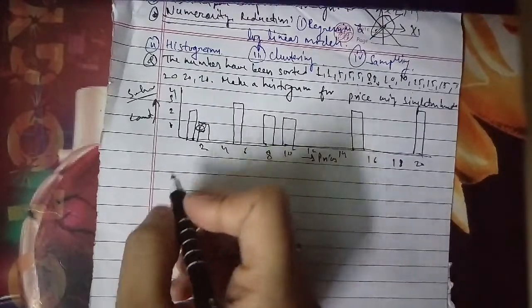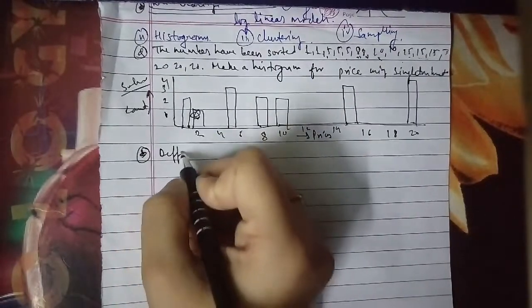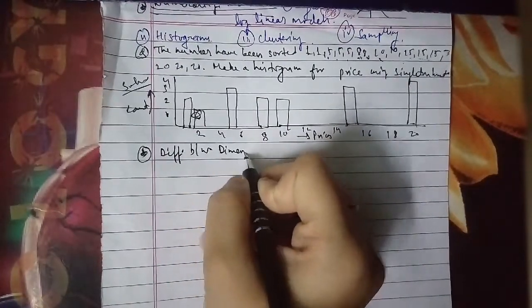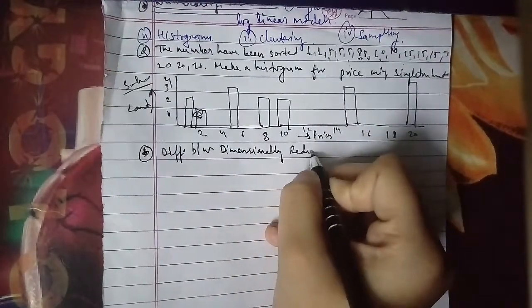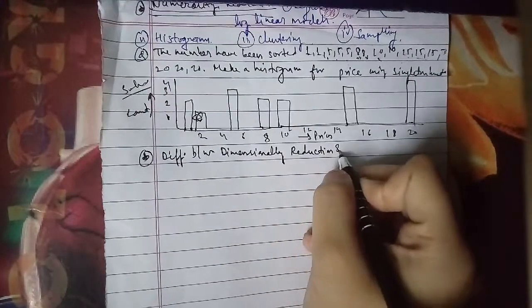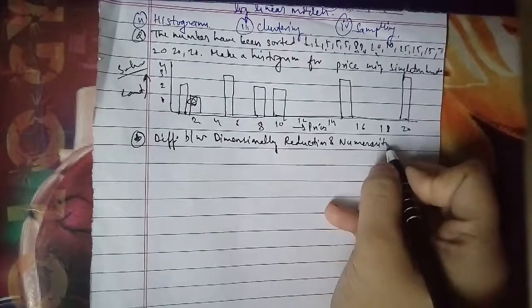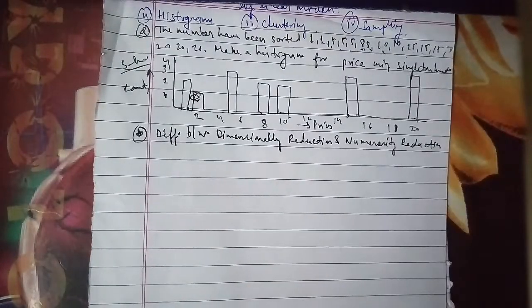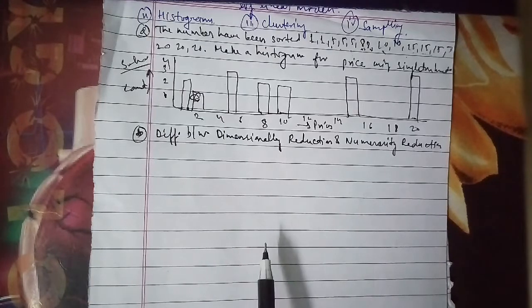In dimensionality reduction, data encoding or transformations are applied to obtain a reduced or compressed representation of the original data. In numerosity reduction, the data volume is reduced by choosing an alternative, smaller form of data representation. The methods for dimensionality reduction are discrete wavelet transform and principal component analysis. The methods of numerosity reduction are regression and log-linear models, which are parametric, or histograms, clustering and sampling, which are non-parametric.